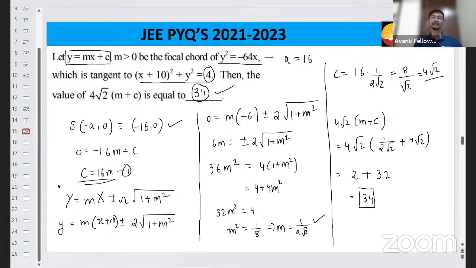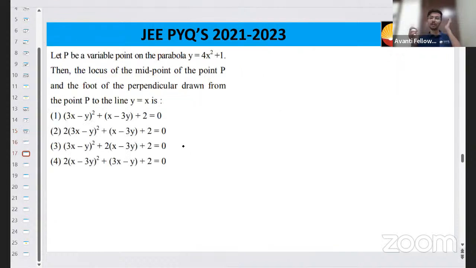Correct? And this is an integer type question. See the next question. I'll give you time to read it, or we'll read it together. Right, guys? Chalo, we'll read it together. No worries. The next question is a good question. It's on locus, as you can see. I hope you have started reading it.